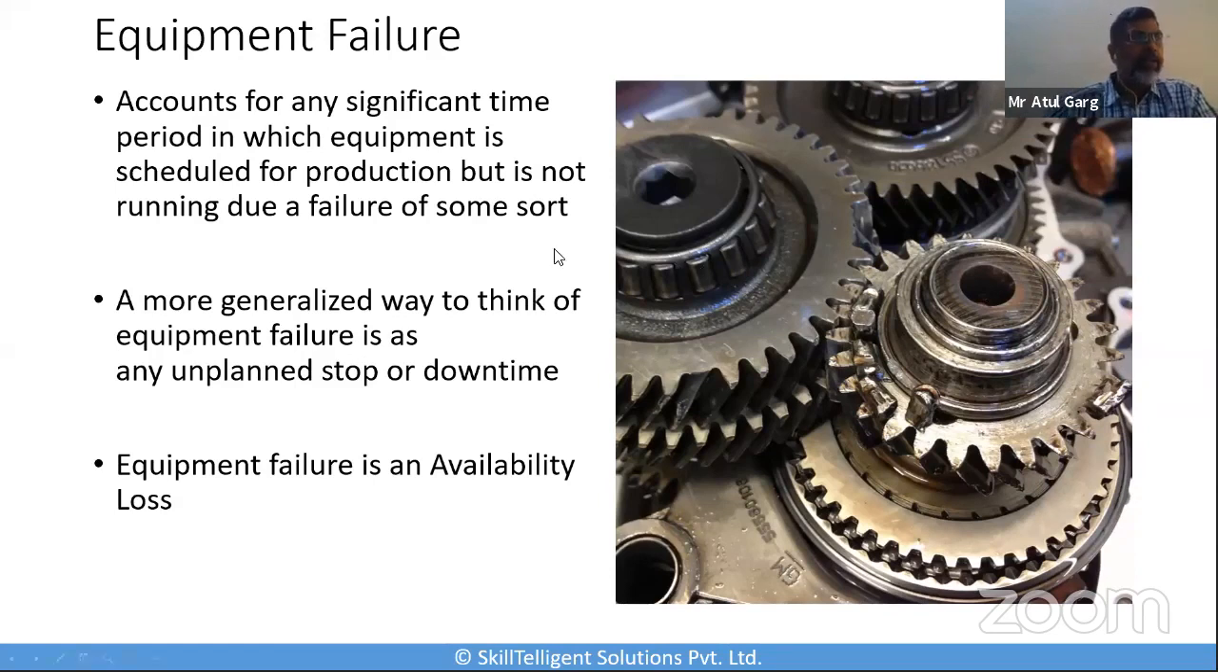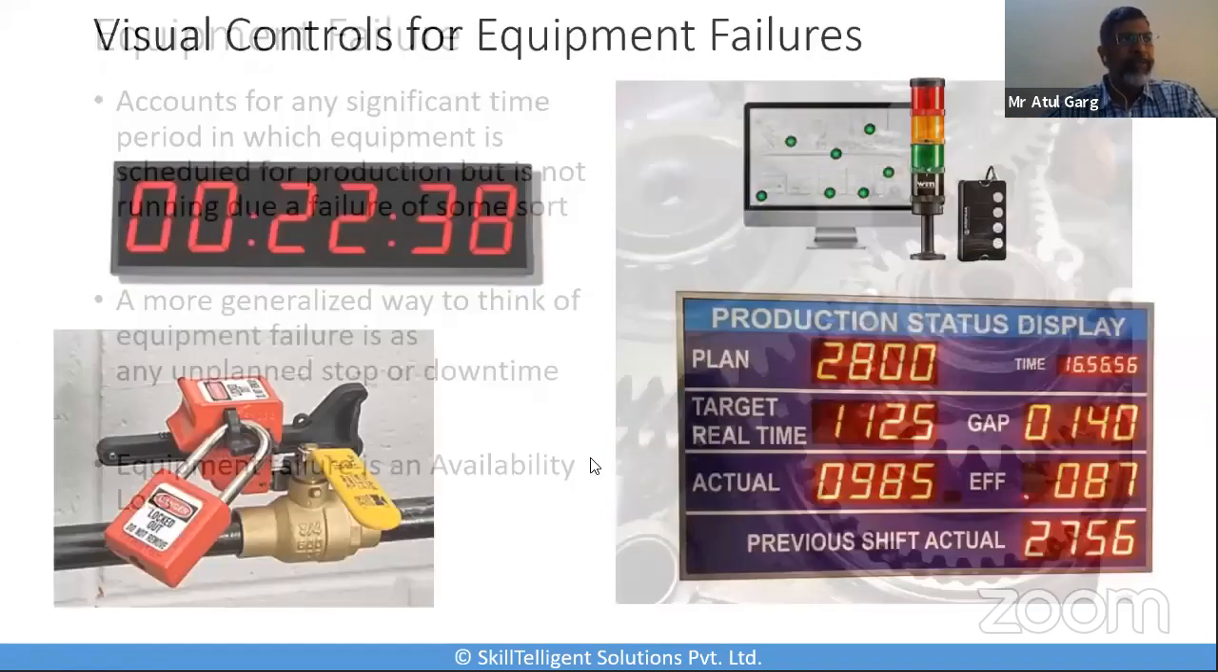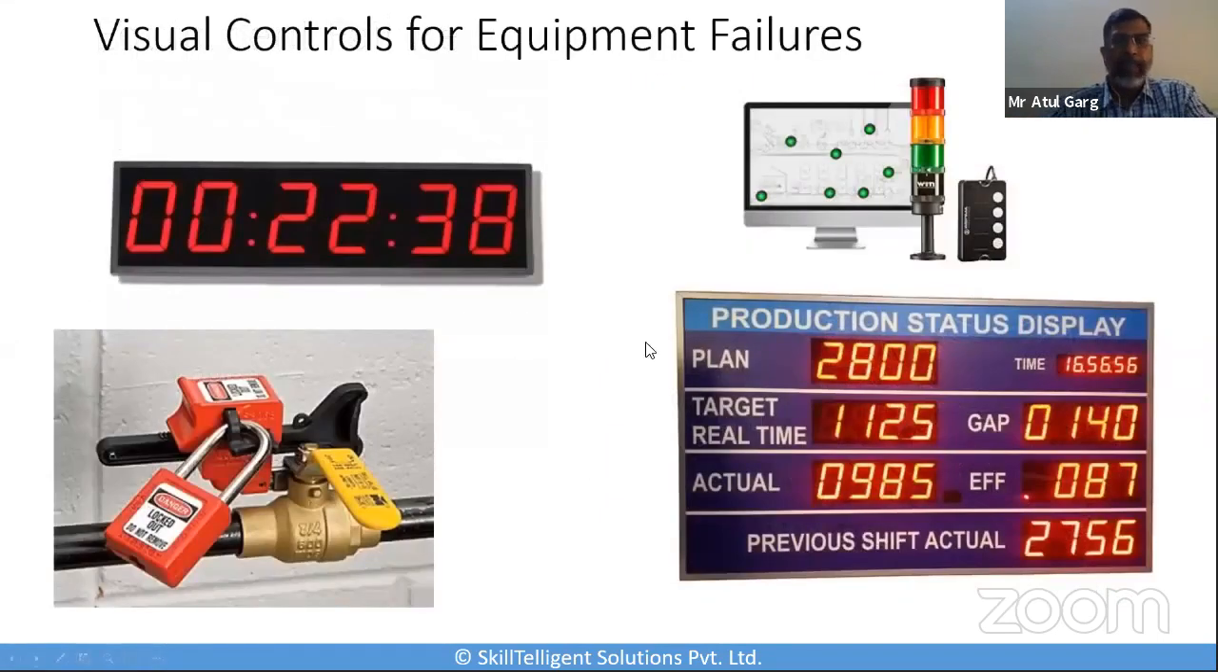Okay. So in this particular case, for equipment failure, he decides to set up the equipment status light or the andon, production status board, downtime clock and timers, electronic status board, andons, and lockout tagout controls. These are the things he uses to stay informed and also identify where the equipment failure has taken place. Okay.